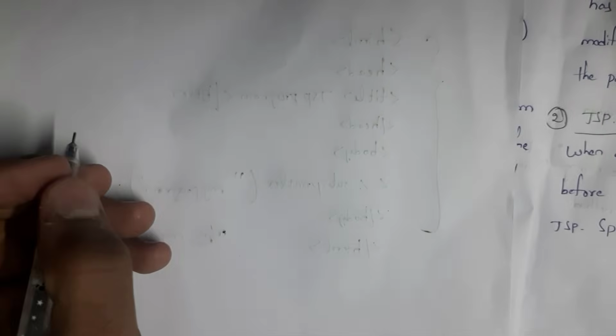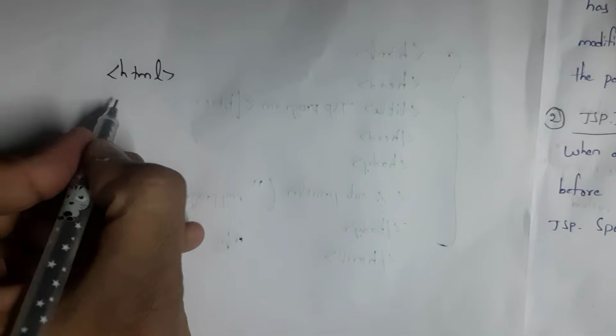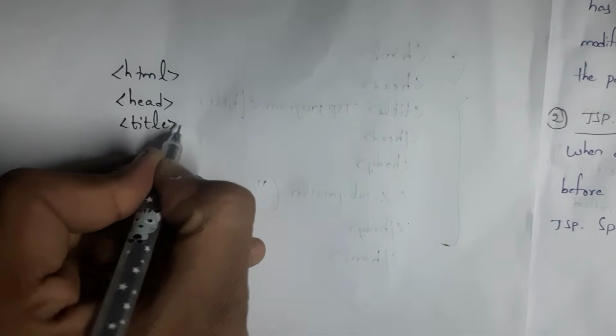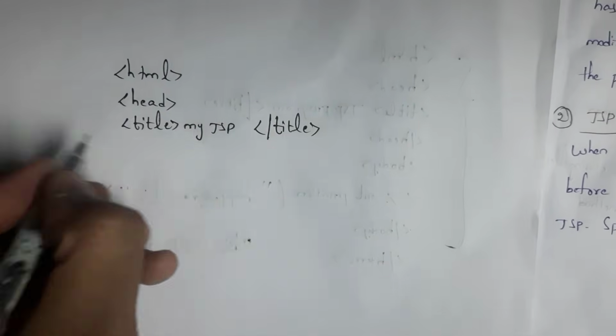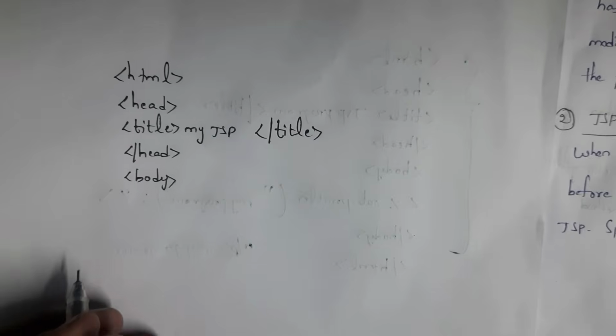Now I will write a small program of JSP. As I said before, JSP is a combination of HTML and Java code, where we need to write Java code inside HTML. So here, open the HTML tag, and inside the HTML tag, open the head tag. Inside head I am giving the title as My JSP. My JSP is the title which I have given. Close the title tag, close the head tag. Now open the body tag. Inside body I am writing Java code.